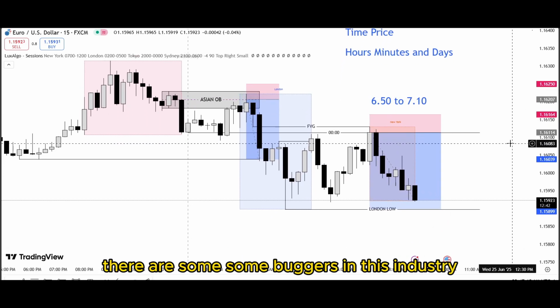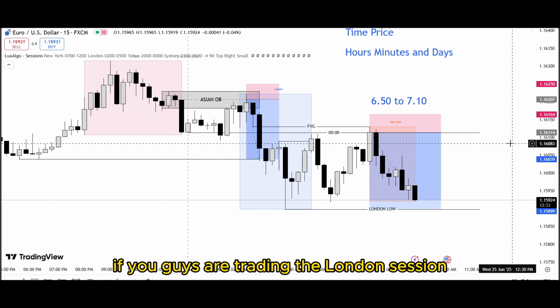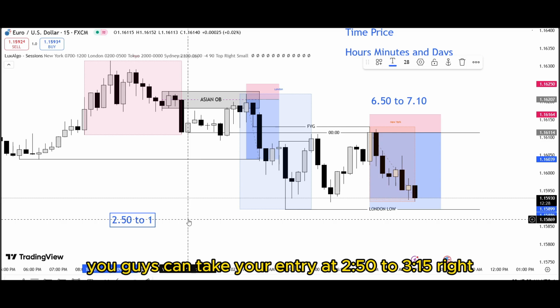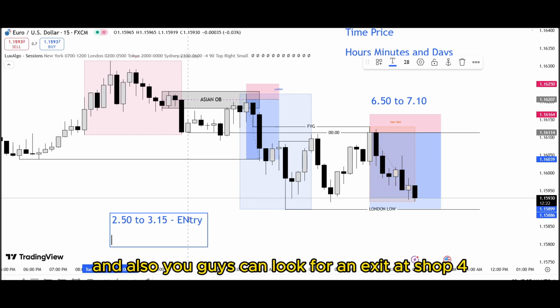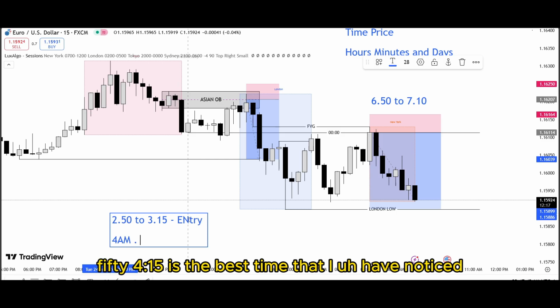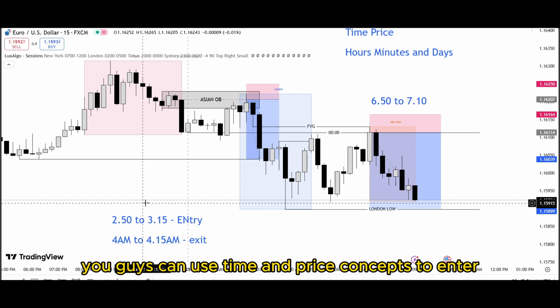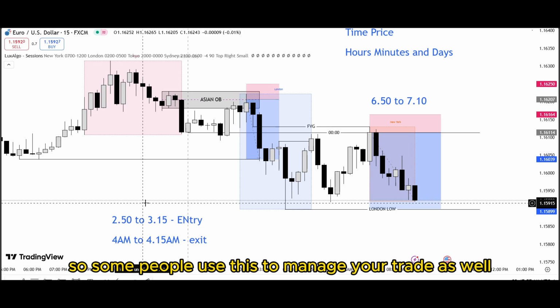And also there are some people in this industry, they use time and price to take entries and exits as well. For example, if you are trading the London silver bullet, you can take your entry at 2:50 to 3:15, right? You can take your entry at that time, and also you can look for an exit at sharp 4 or else at sharp 3:50. 4:15 is the best time that I have noticed, so 4:15 is also good to exit your trade. Okay, so keep that in your mind. You can use time and price concepts to enter your trade and also to exit your trade. Some people use this to manage your trade as well.